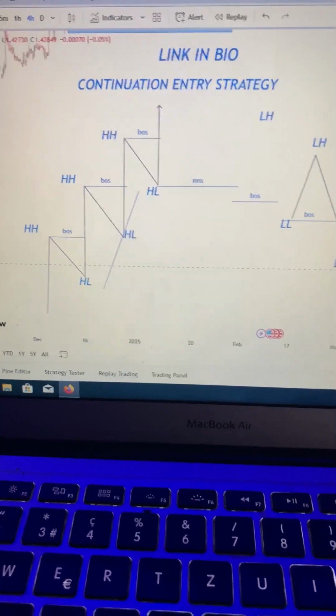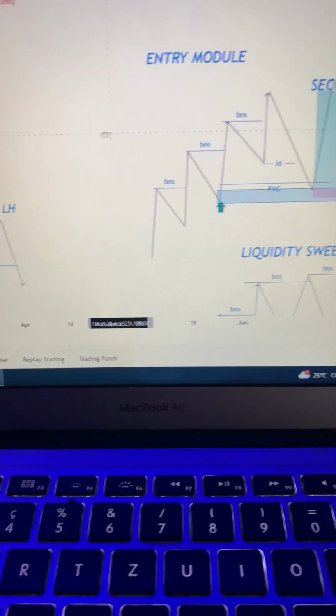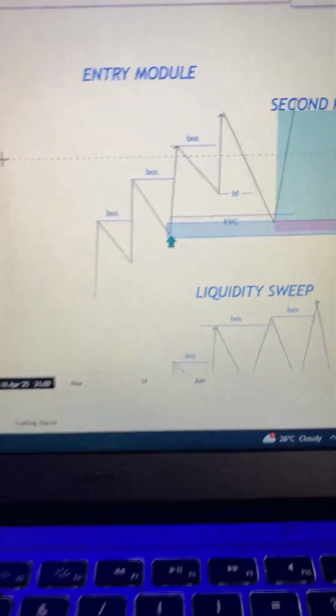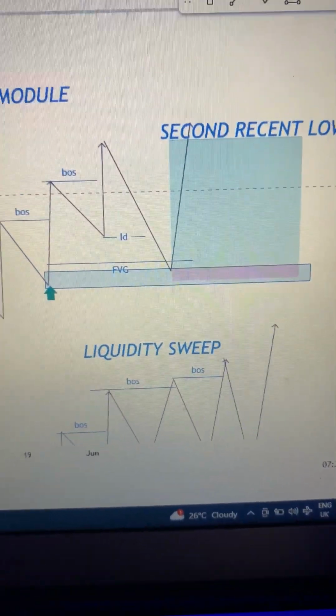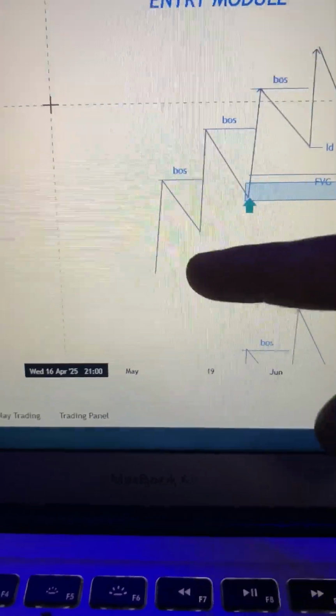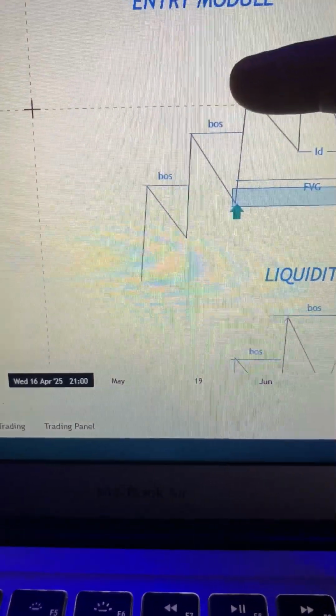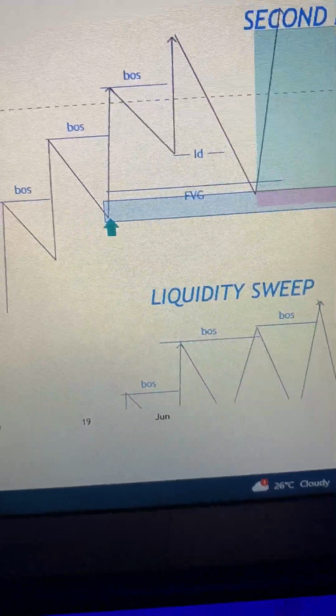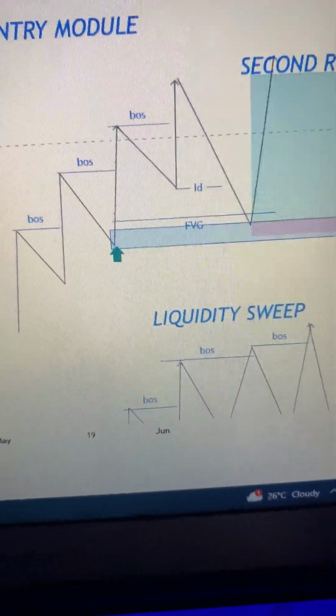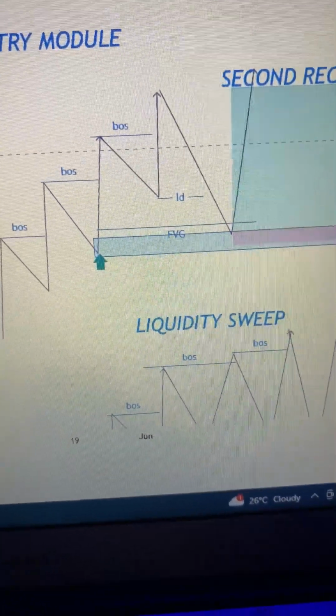How can you trade it? I have 3 entry modules on how you can definitely trade it. Number 1 entry module is what is known as the second recent low. If price is creating a series of higher high, higher low, higher high, higher low, higher high, focus on your second recent low. Not the first one, the second.